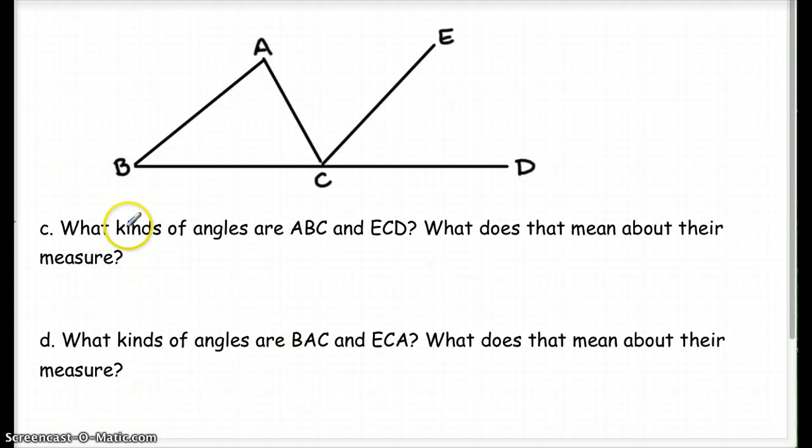Part C says what kinds of angles are angles ABC, so ABC, that's this one right here, and ECD, that's this one right there. And then what does that mean about their measure? So if you look, here were the parallel lines. We can extend those. Okay, so they're on the same side of each parallel line, in the same relative position. So those are corresponding angles.